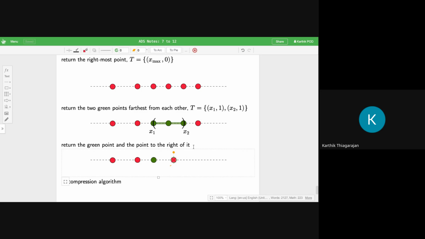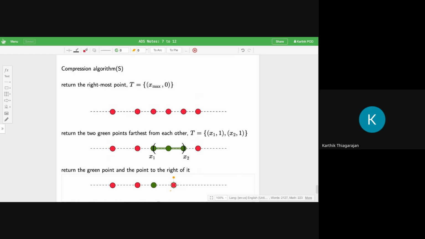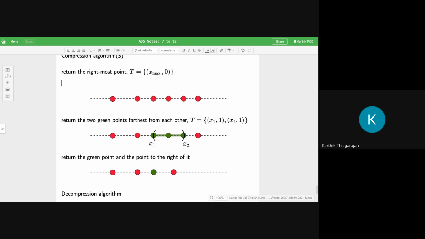But the upshot is, whatever you consider, you need only 2 points. That's the worst case. And that is the size of the sample compression scheme. So it is size 2. There may be situations where you need only 1 point, but that doesn't mean that it is size 1.